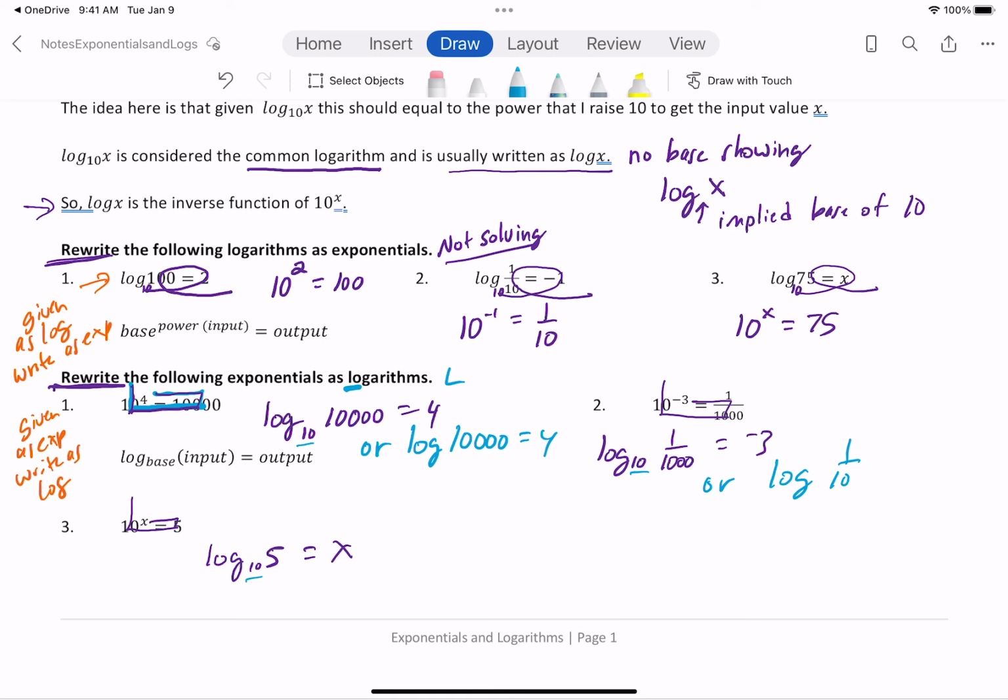Same here. And of course, same here. All right.